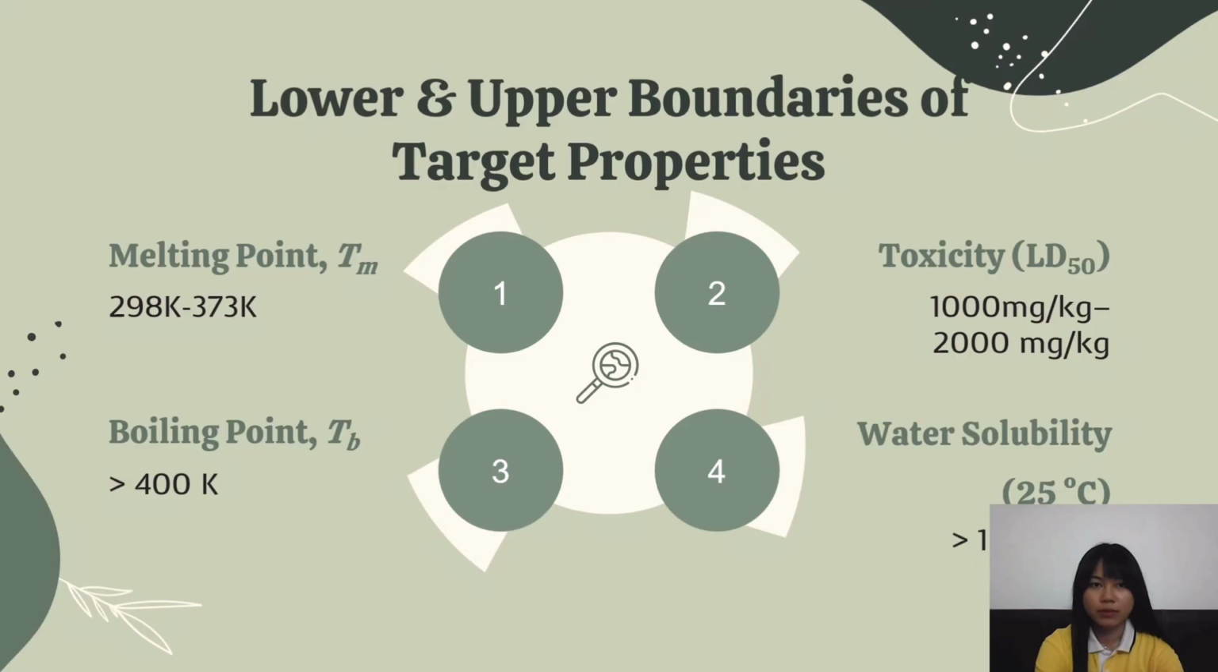a long time. To design a solid active ingredient with low melting point, the melting point should be between 298 and 373 Kelvin, and the boiling point should be greater than 400 Kelvin. On the other hand, the toxicity should be between 1000 and 2000 mg per kilogram to generate an active ingredient with slight toxicity. Since an active ingredient that is soluble in water is needed, the water solubility at 25 degrees Celsius should be greater than 100 mg per liter.